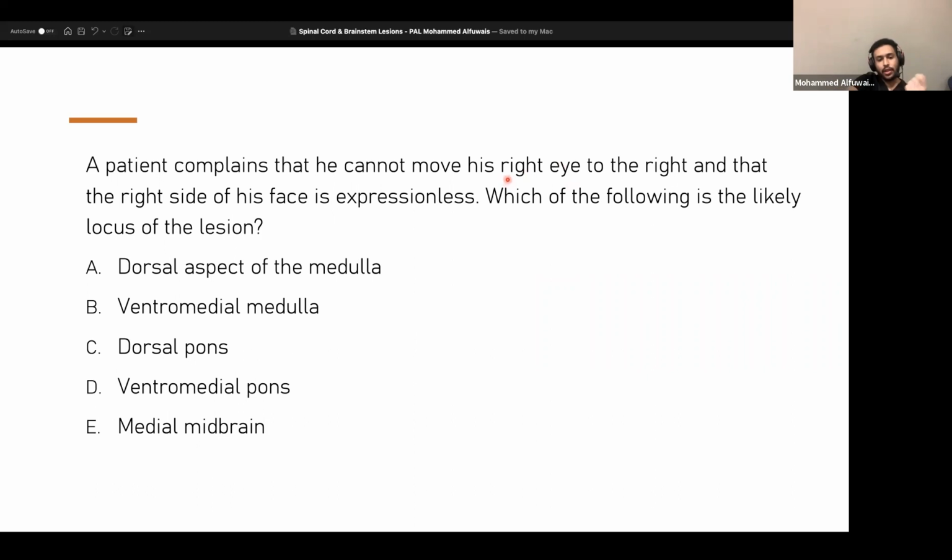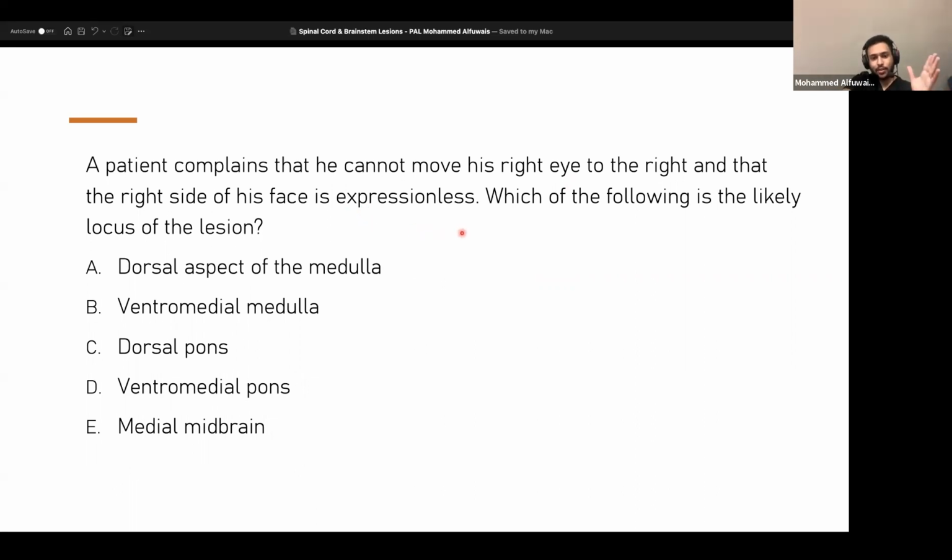Firstly, just look at he cannot move his right eye to the right. So this right eye can't move rightwards, meaning that he can't turn his right eye laterally. So this is abducens nerve, pons, immediately. His right side of the face is expressionless, meaning that this is affecting the facial nerve.